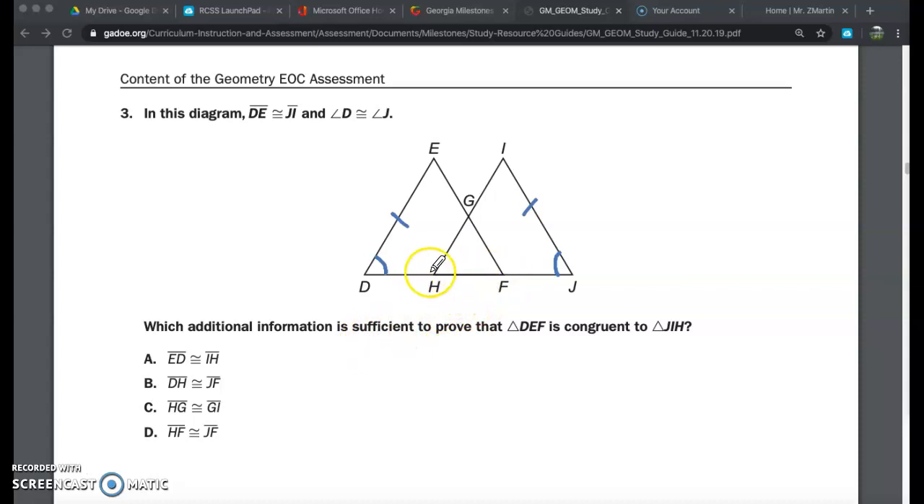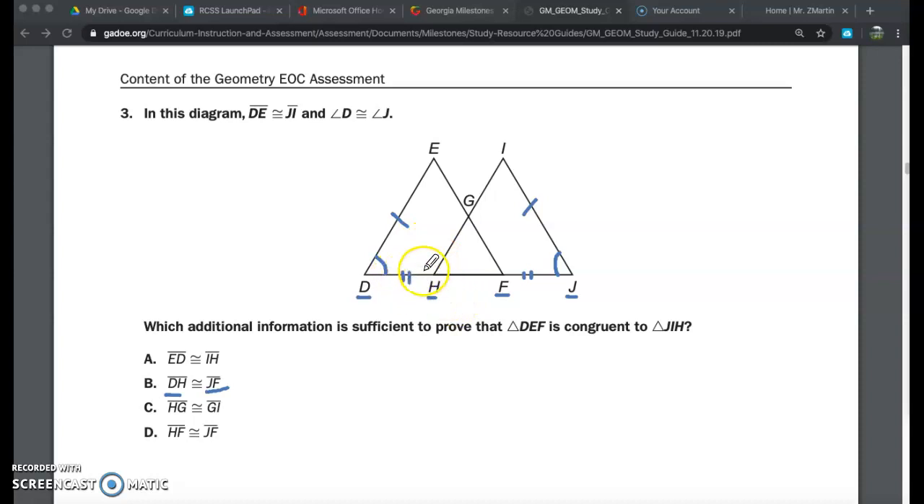know that HF is congruent to HF by the reflexive property of congruence, right? And if you notice here, this one's kind of weird. They said DH, so DH is congruent to JF. And we already know that this is congruent. So what that means at the end of the day is that DF is congruent to JH, which we already knew. If that's true, that would help us prove these triangles to be congruent.